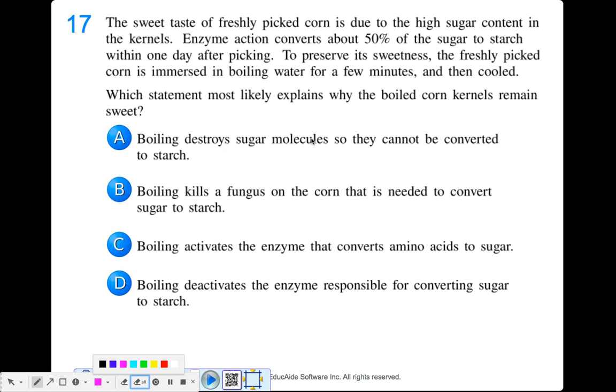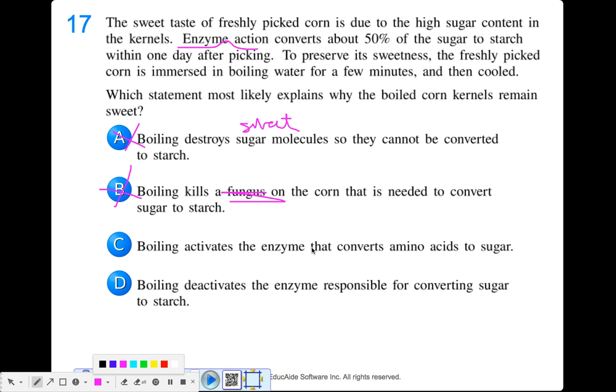Boiling destroys sugar molecules so that it cannot be converted to starch. Well, sugar is sweet, right? So if we're destroying the sugar molecules, it would actually get less sweet. Boiling kills a fungus on the corn that is needed to convert sugar to starch. Again, here we're talking about removing the sugar, and we didn't talk about fungus at all. There's no evidence that there's a fungus on there. Plus, we're talking about enzymes. You know what heat does to enzymes, right?